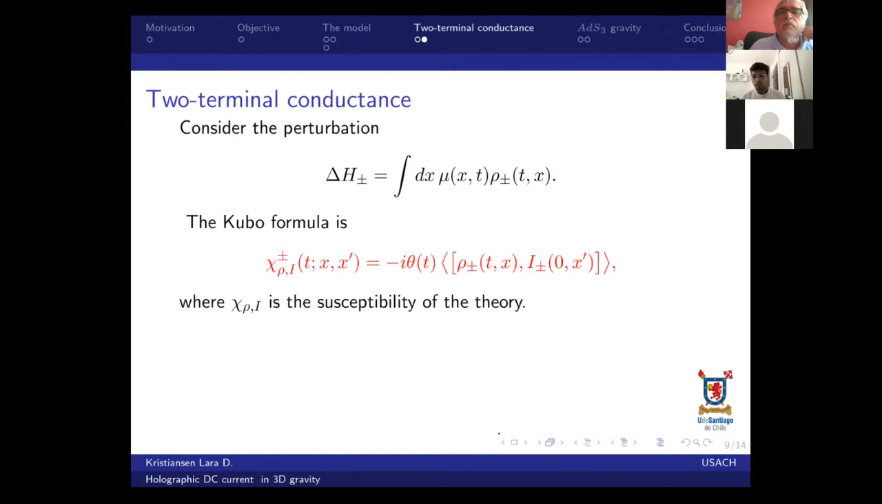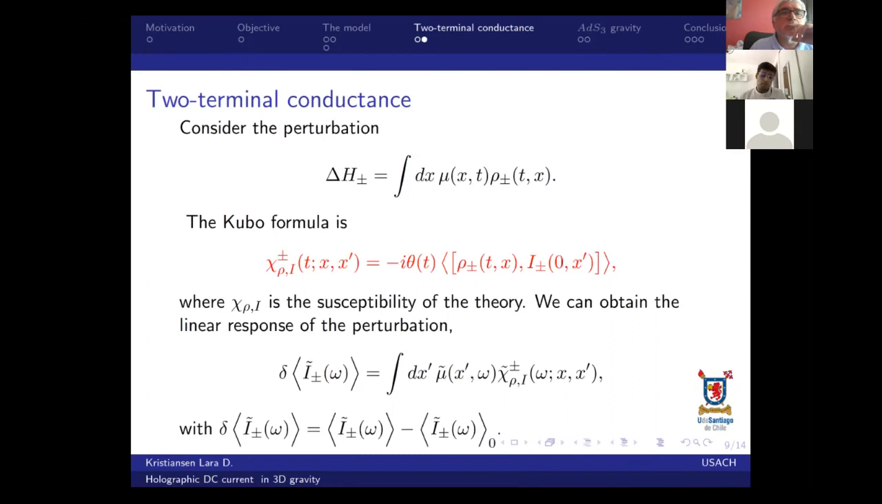The Kubo formula is a formula that allows us to compute the susceptibility of the theory at first order, where the brackets in red denote the expectation value of these commutators. We can obtain the linear response of the perturbation, defined as delta expectation value of the quantum mechanical operator I, defined as the difference of the expectation value with the perturbation minus without the perturbation.